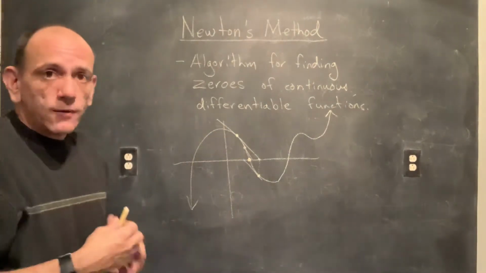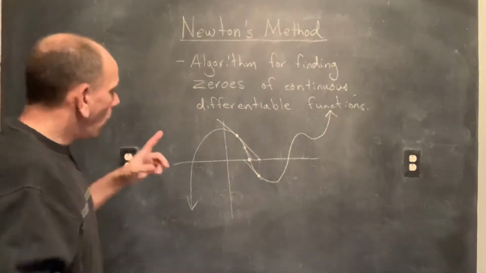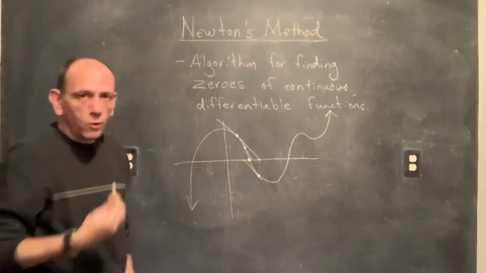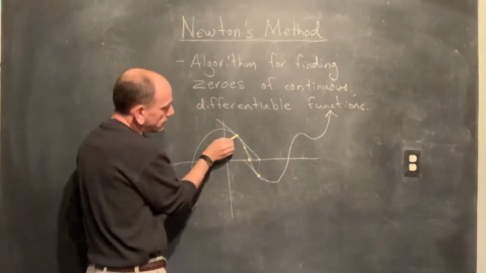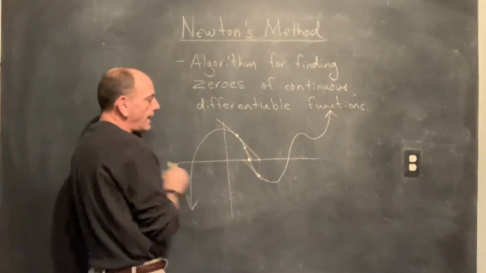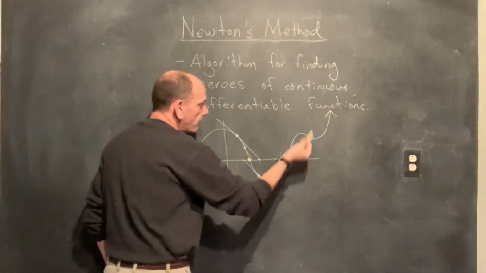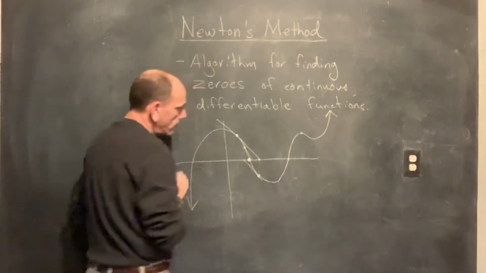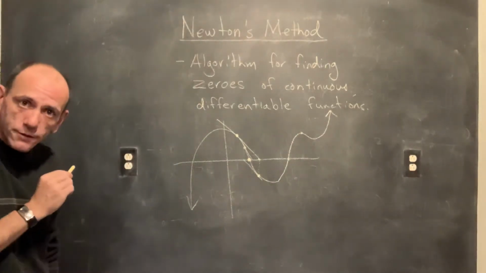Now, it does have some limitations, as we'll see once we lay out the formula, but one thing to note about it is that it will tend toward the closest zero. So in other words, if I pick this spot here and start doing my algorithm, it's going to tend toward that zero rather than this one or this one. So if I want to get this one, I'm going to have to pick something maybe over here and start. Okay, so that's one limitation. It'll go to the nearest zero.